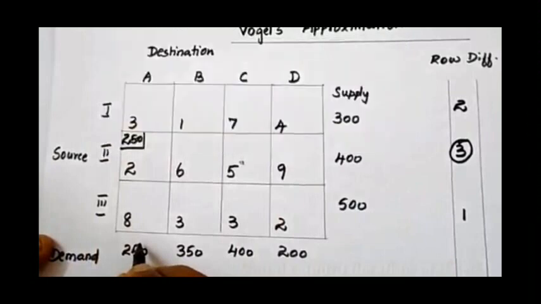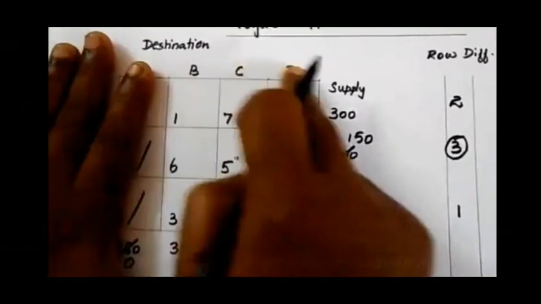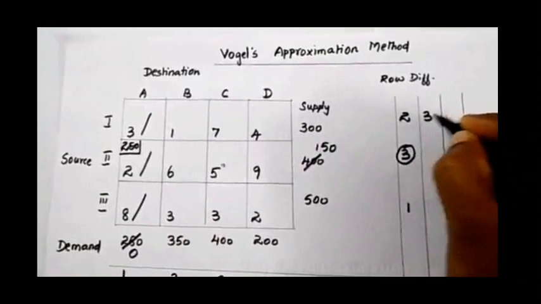Here the first column will be completely eliminated because the demand reaches its maximum, which means the demand becomes 0. The remaining elements are the second column, third column and fourth column. Here again we need to go for the same procedure: the difference between the two least elements in the first row, second row and third row.